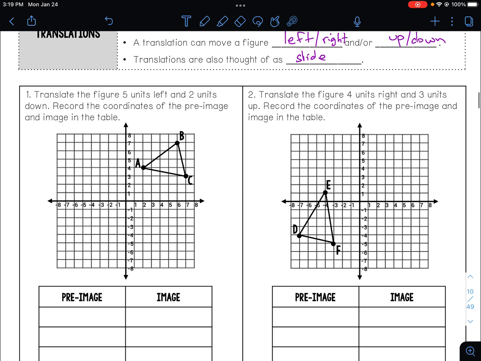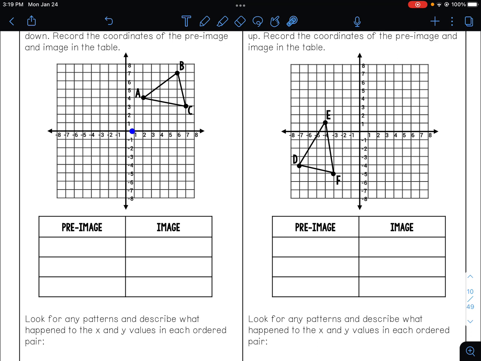So let's look at some examples. Translations are kind of nice. Quite easy. Translate the figure 5 units left and 2 units down. Record the coordinates of the pre-image and the image in the table. So let's record the coordinates first. A in the pre-image is point A is, let's see, it's this one right here, and that is 2 and 4.